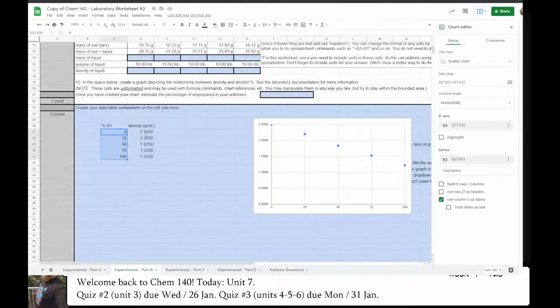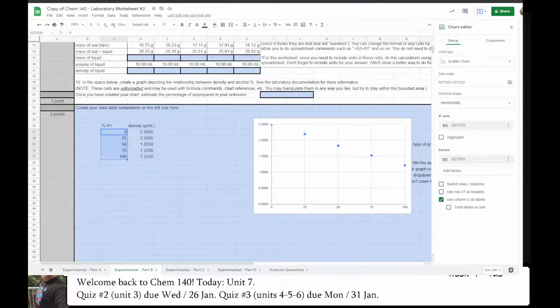You're going to plot density on the y-axis and isopropanol on the x-axis because the dependent variable is the density. The density depends on how much isopropanol there is. The amount of isopropanol does not depend on the density because you could add other stuff and change the density, right?